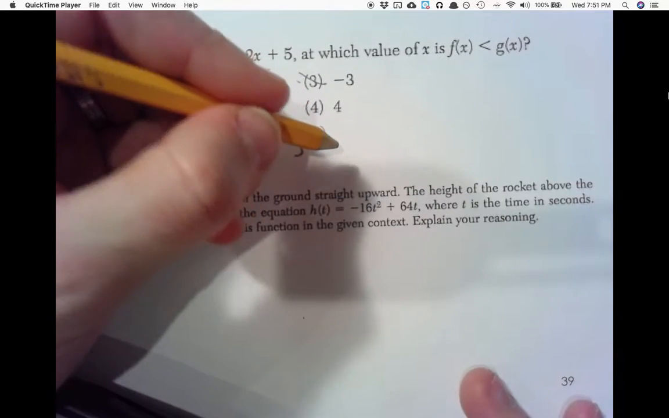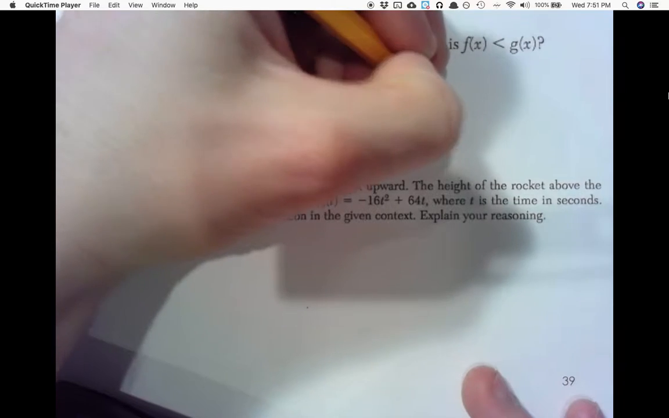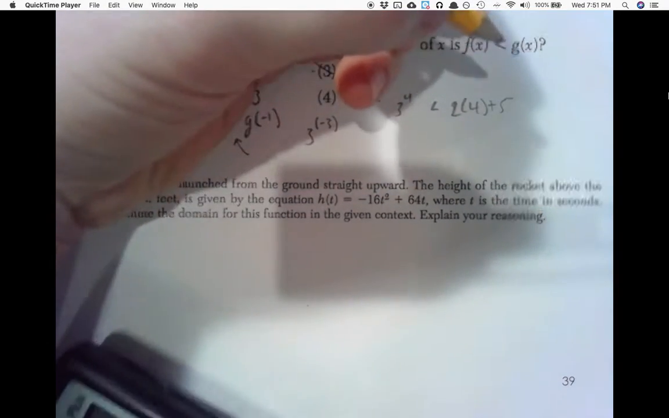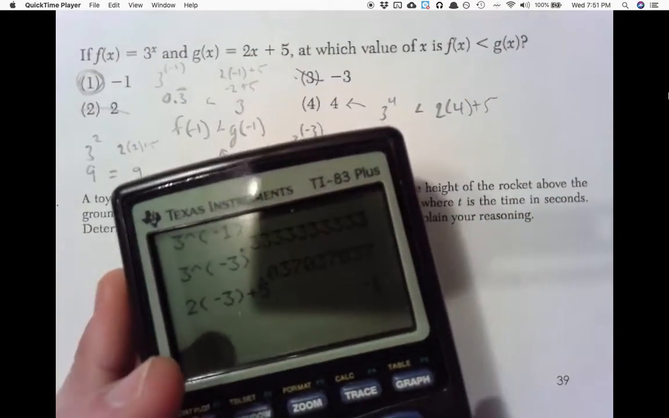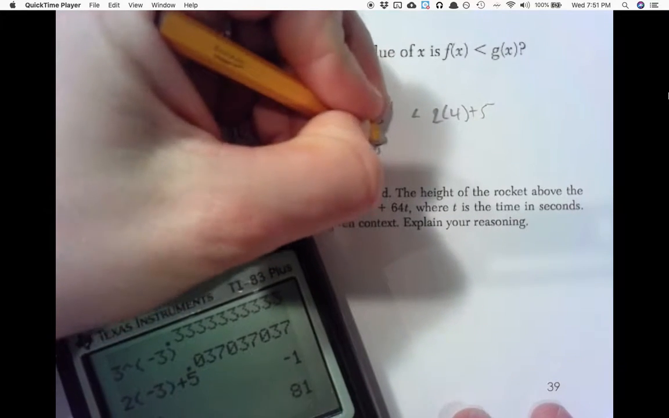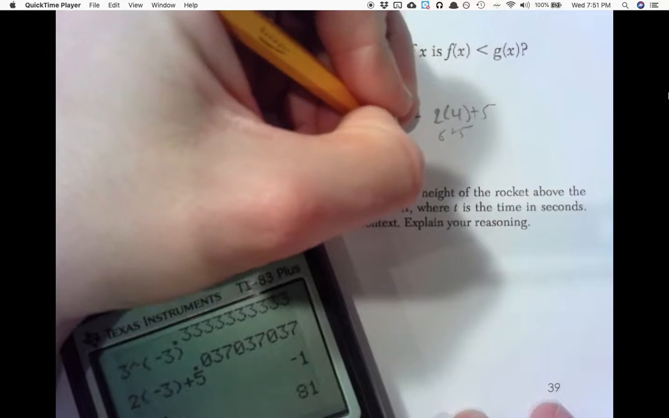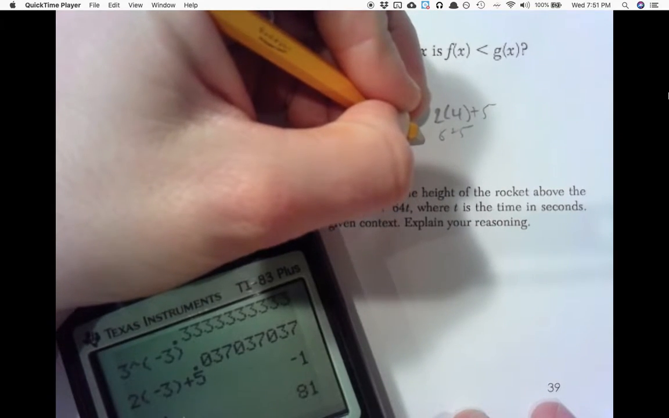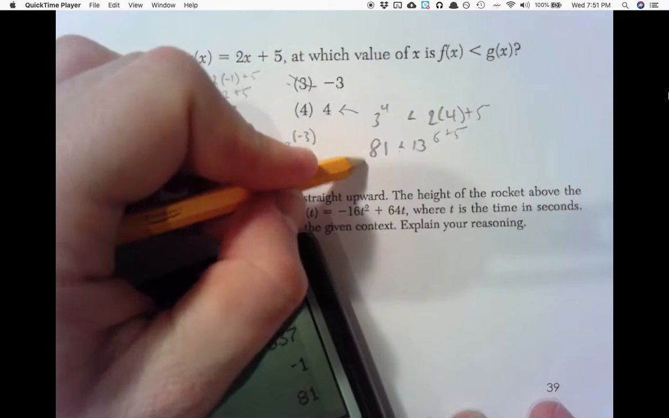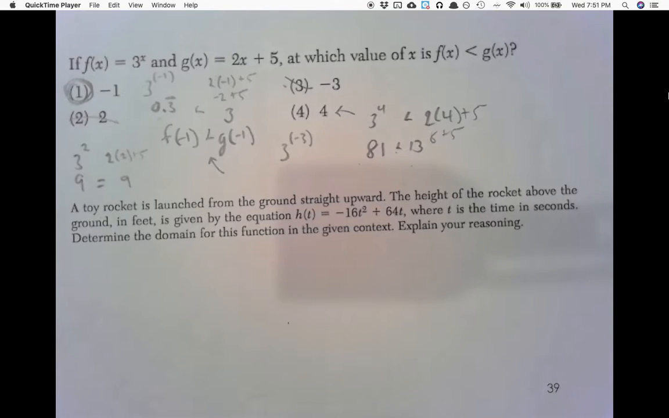And if I try this one over here, 3 to the power of 4, is that less than 2 times 4 plus 5? 3 to the power of 4 is some big number. 3 to the power of 4 is 81, where here I only end up with 8 plus 5, which is 13. This is not true either. Here f of x is not smaller than g of x, so answer choice 1 is the correct answer there.